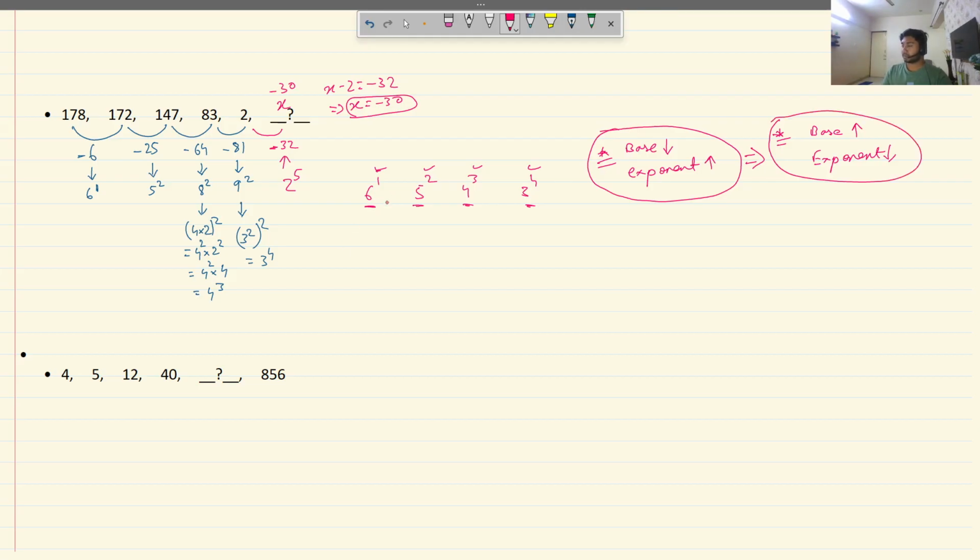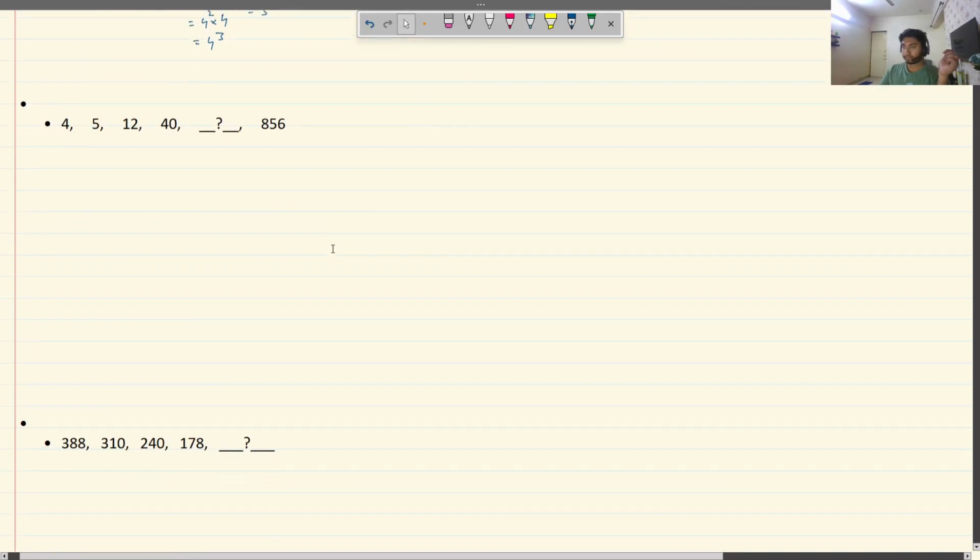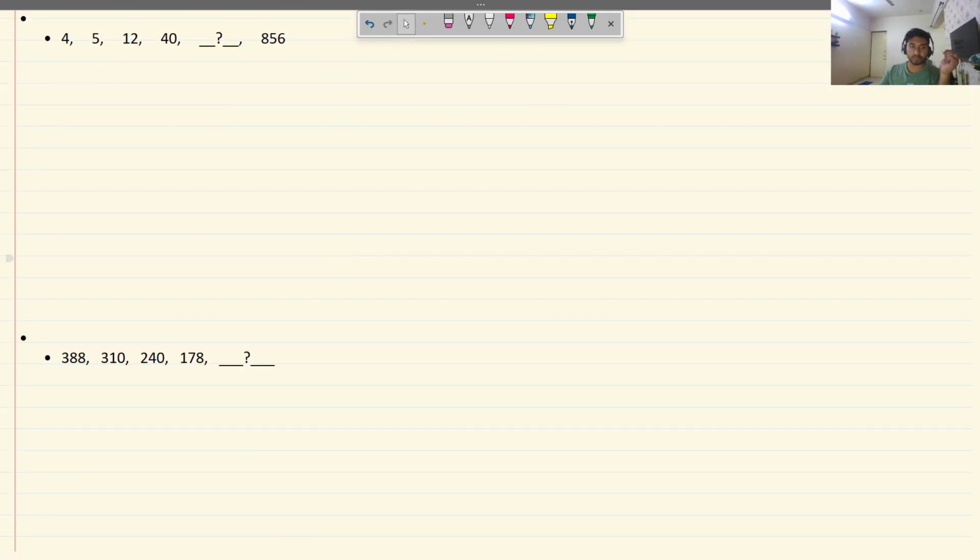Here the base kept decreasing with a step of 1: 6, 5, 4, 3, 2, 1. It could have gone like 6, 4, 2, or any integer step, and the power has increased by 1 at every step: 1, 2, 3, 4, 5, 6. Instead of 1, 2, 3, 4, 5, 6, it could have gone at an increment of 2, like 1, 3, 5, 7, or an increment of 3, or any integer number. You understand what I'm saying, right? So these are the logics. Okay, let's see the next question now.